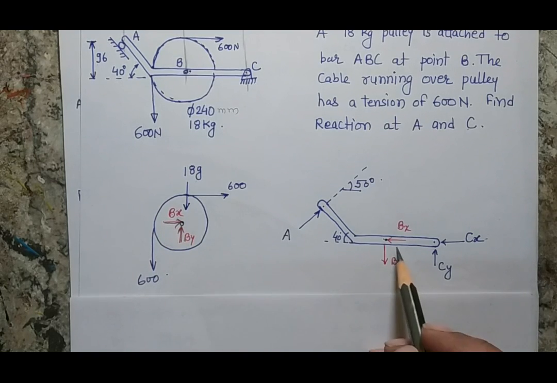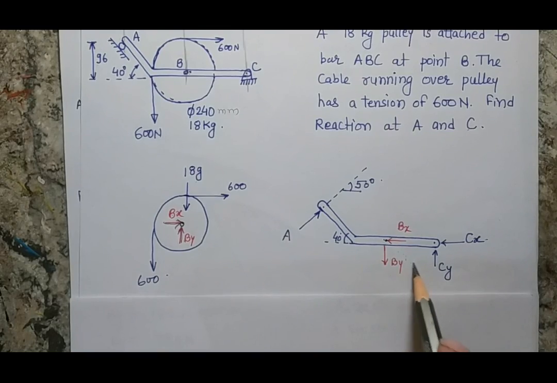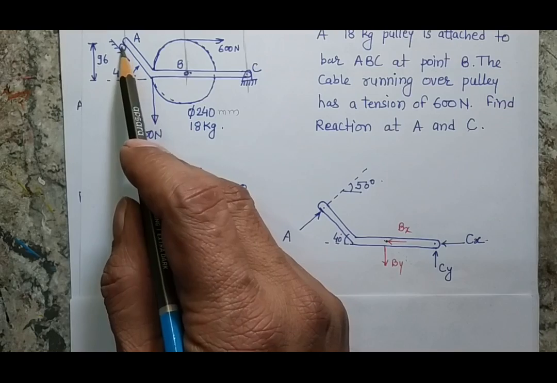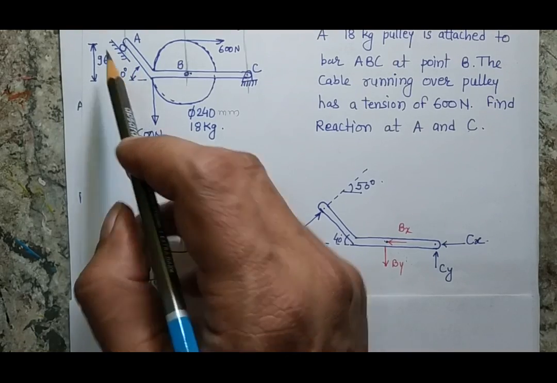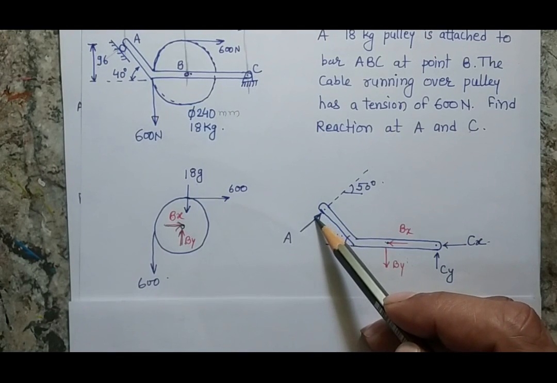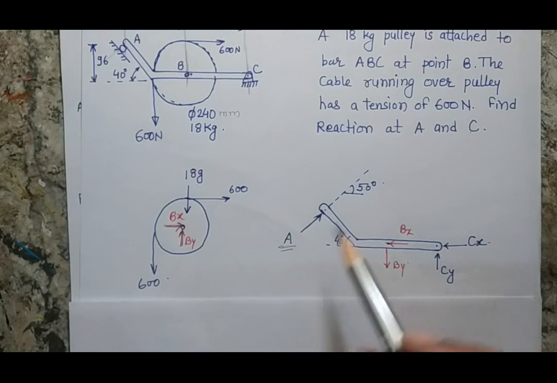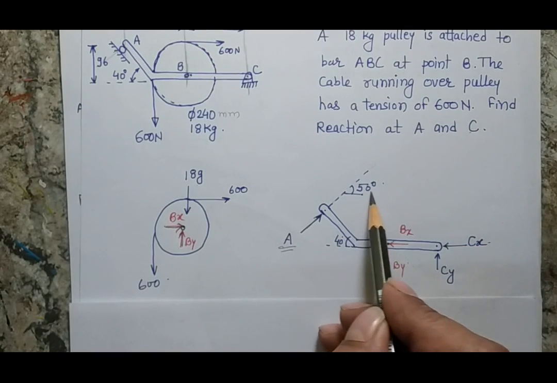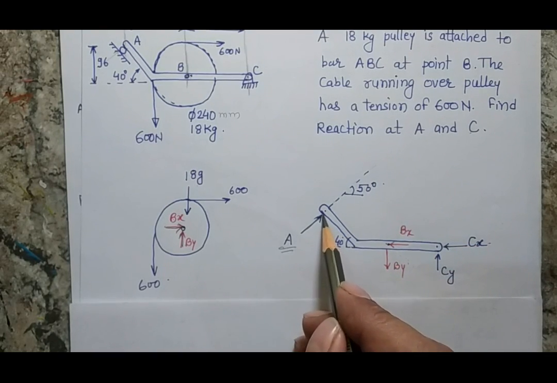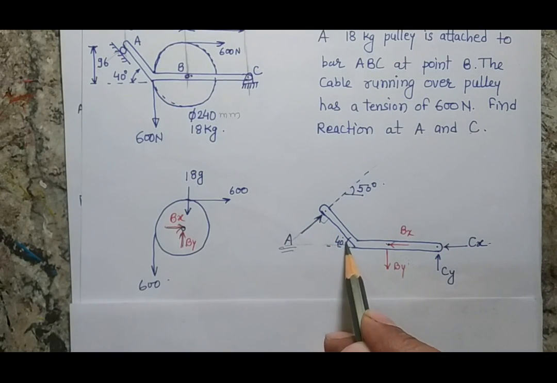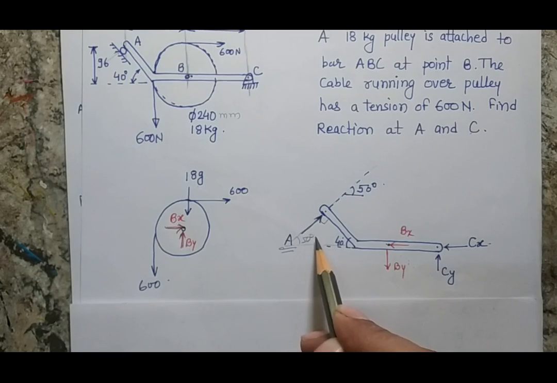At the same time, I am making the free body diagram of the bar where point A has a connection with an inclined surface, so the reaction will be normal to the surface. I am considering it reaction A, and the angle of this force will be 50 degrees from the horizontal, because this is a 90 degree angle, and when I complete this triangle, this is 40 degrees, so this will be a 50 degree angle.